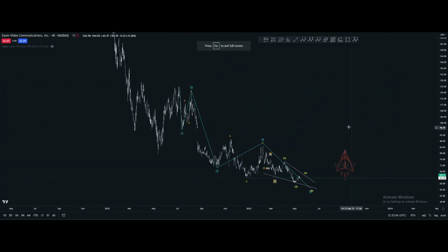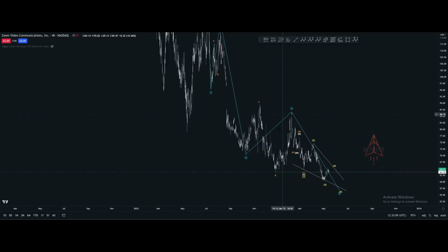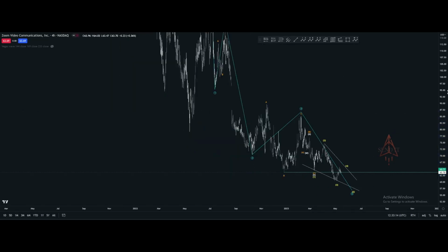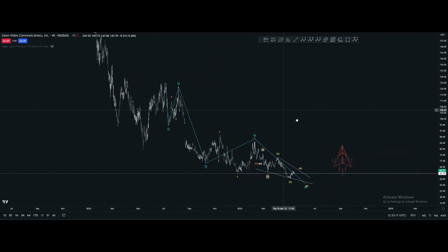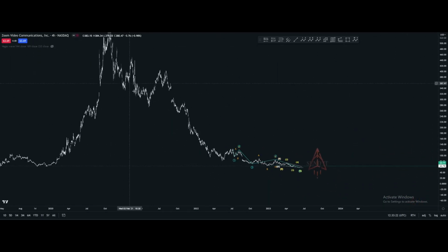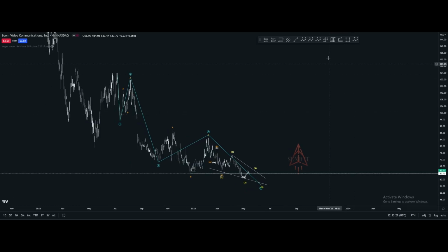This thing kind of dies slowly, and I had a count of this structure being an impulse, and actually it was, but it was just a C of a flat wave of 4. Now, when you look at it from the top, it looks like an impulse being done here. When I measure wave 1 of this last supposed 5th wave, in my opinion, we still have some time to go.